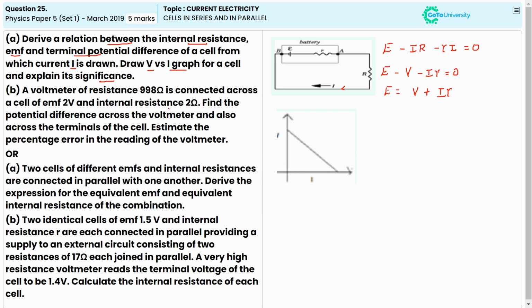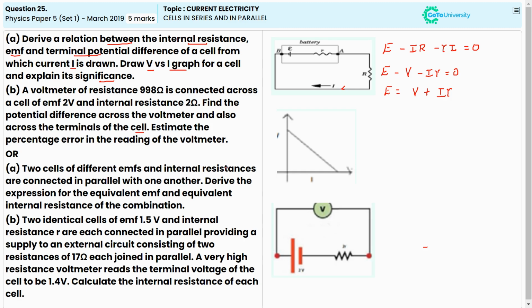Coming to the part B question: a voltmeter of resistance 998 ohms is connected across a cell of EMF 2 volts and internal resistance 2 ohms. Find the potential difference across the voltmeter and also across the terminal of the cell. Estimate the percentage error in the reading of the voltmeter. So this is a voltmeter, and everything is connected here.